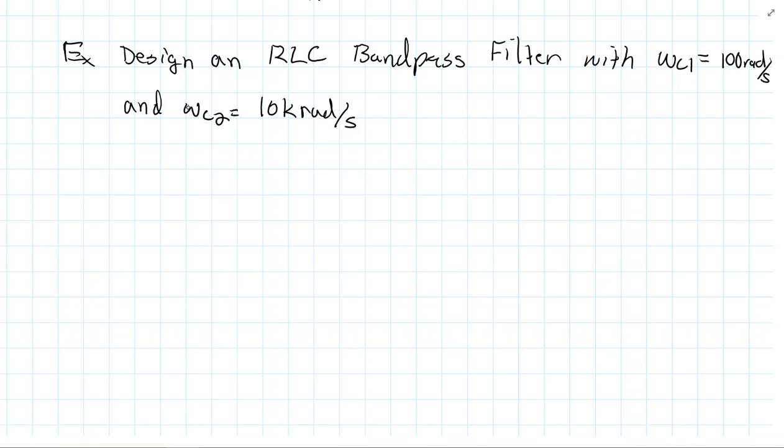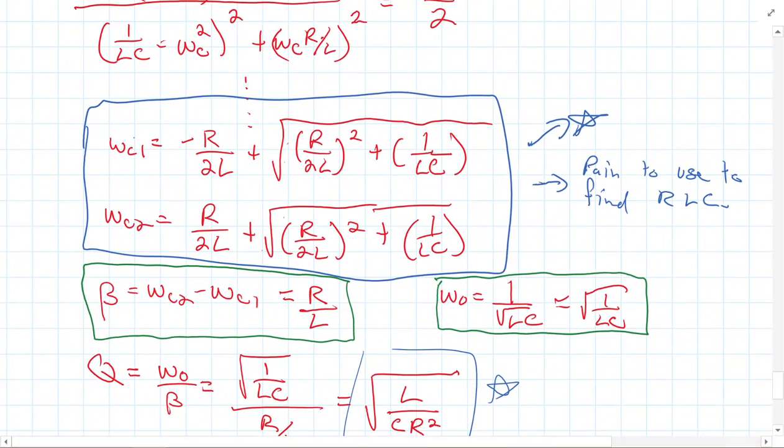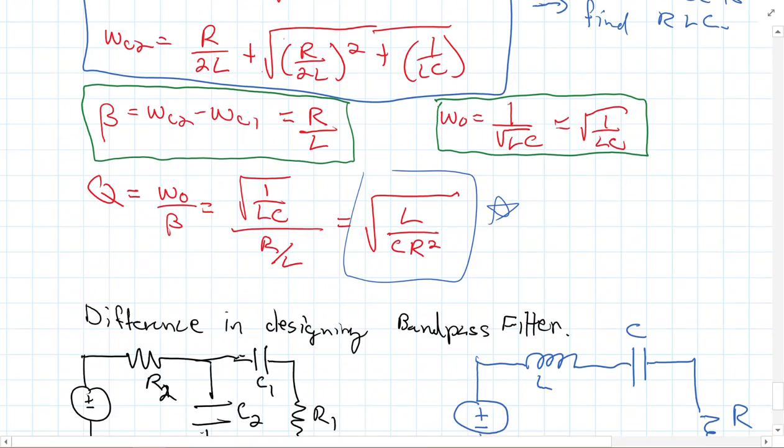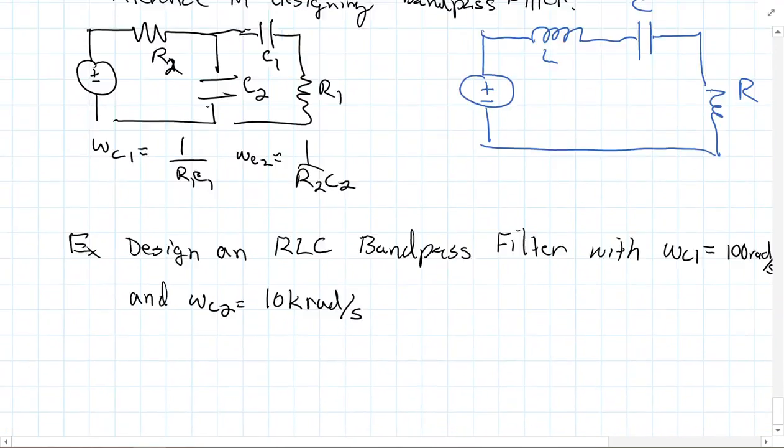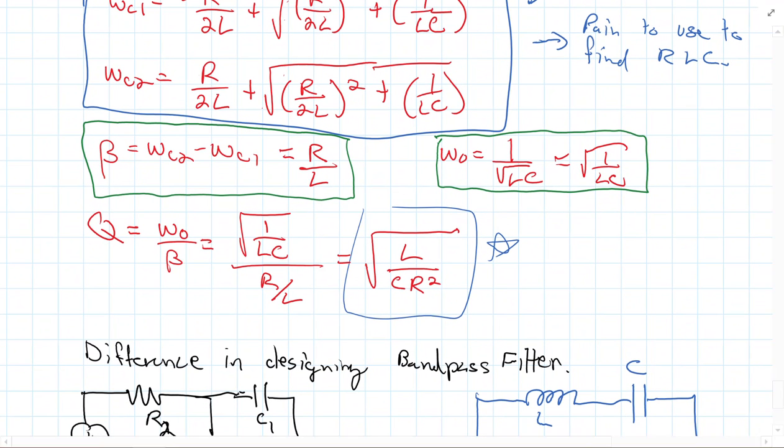So remember, when we did the cascaded RC filters, we just used omega C1 and omega C2 to get the components directly. But remember, we have these ugly equations for omega C1 and omega C2. Trying to figure out, I'd have to pick two values for R and L and then find C or something, and those look like a pain to try and solve. So what we're going to do is use the simpler equations, and again, at the end of the video, the simpler equations are these right here. These are the simpler equations to use for an RLC circuit, and even this one you can use too, but it's primarily going to be these two.